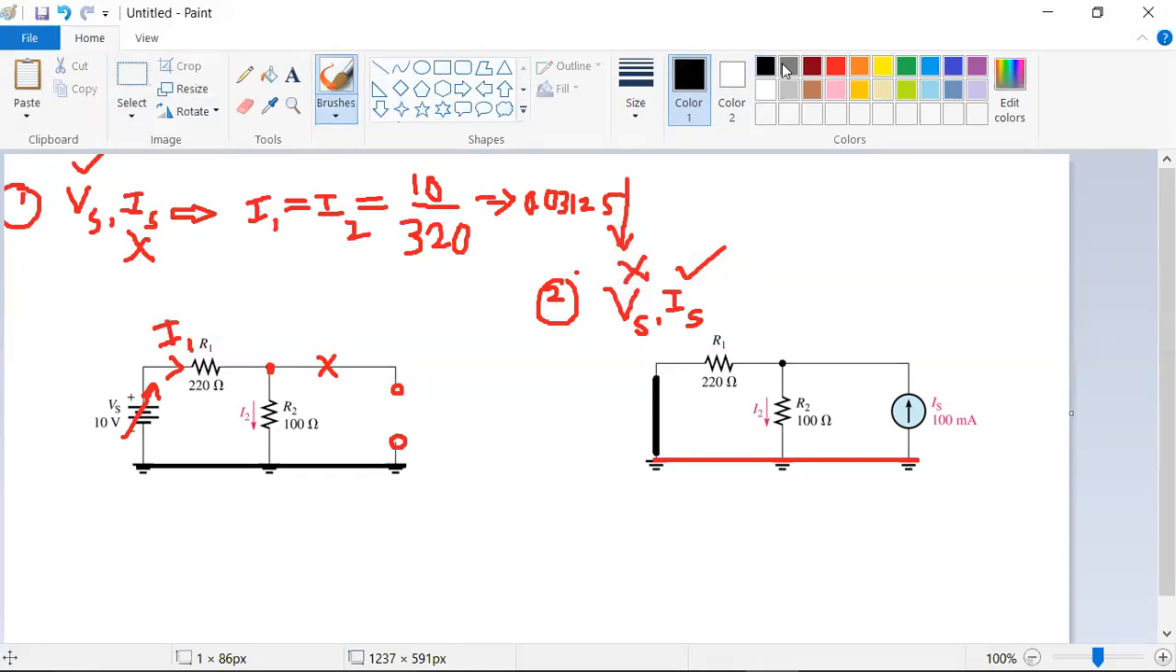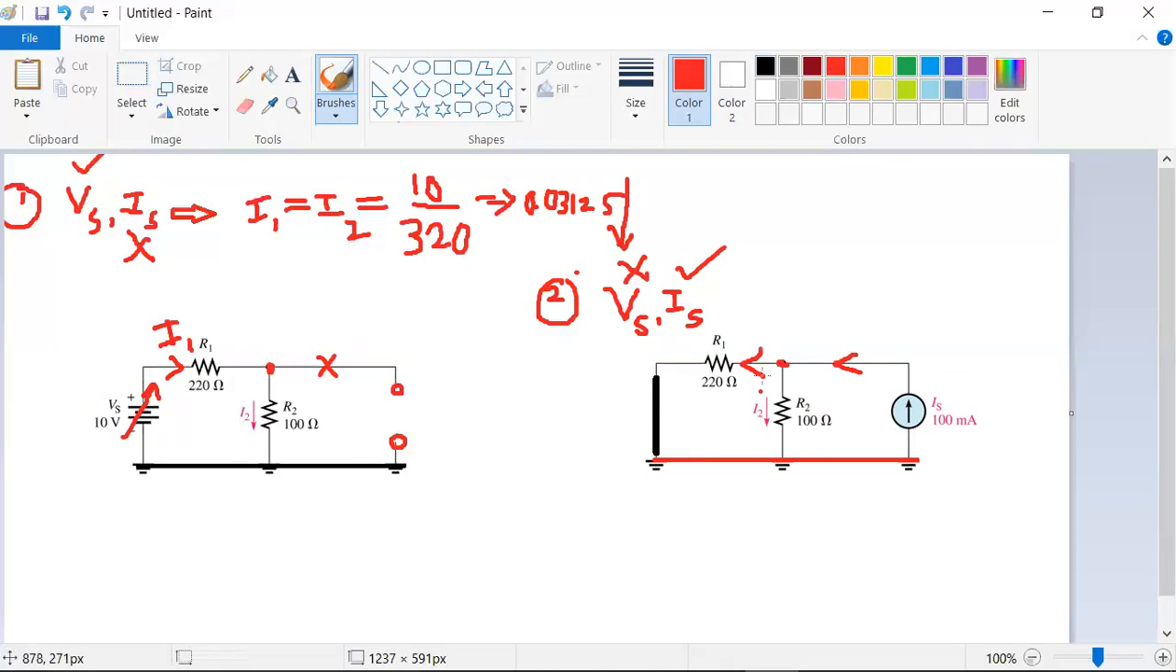This is replaced with a short circuit because the internal resistance of an ideal voltage source is 0. Now, as soon as I switch on this current source, the current travels in two ways, one in this way and another in this way. But I want to know the current I2.